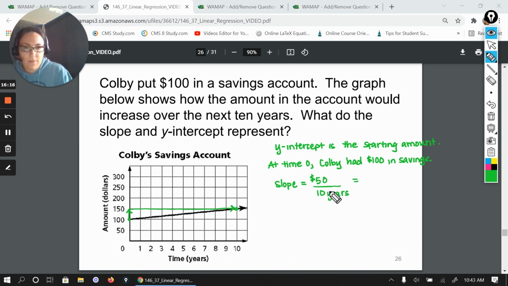Now we can simplify this by dividing the numerator and the denominator by 10, and we would get 5 in the numerator, which represents $5, and we would get 1 in the denominator, which represents 1 year. So in other words, he's earning interest at a rate of $5 per year. So once again, the slope equals the amount in dollars divided by the time in years.